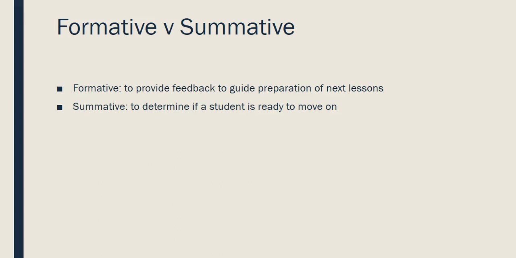A formative assessment is to give students feedback so they know what they need to do better, so that you know what you need to do better. So formative works for both the instructor and it works for the student. Summative is where you make a decision that the student has mastered the content that you're teaching, and now you can go ahead and move on to the next.